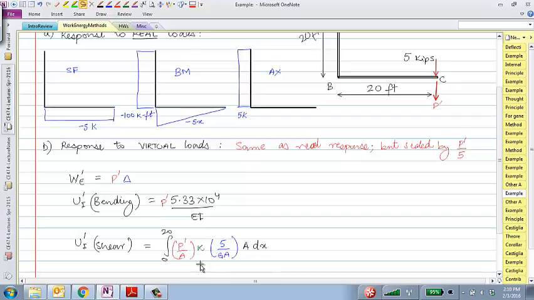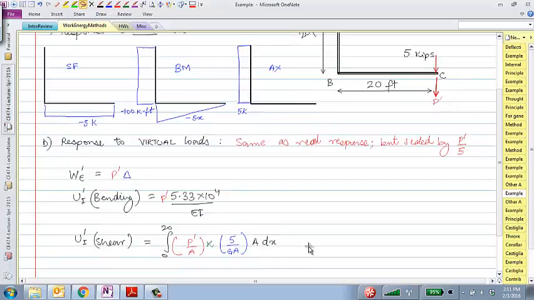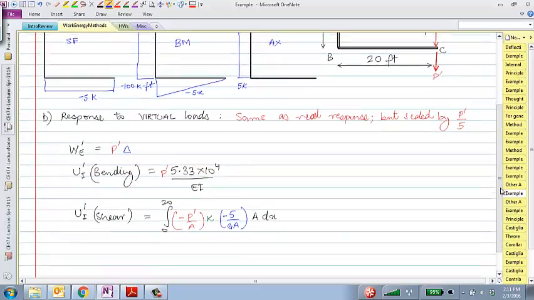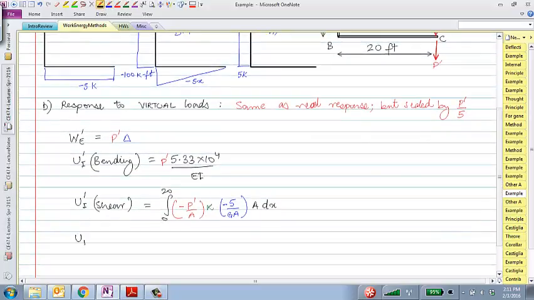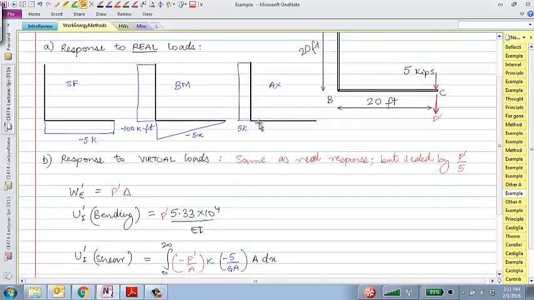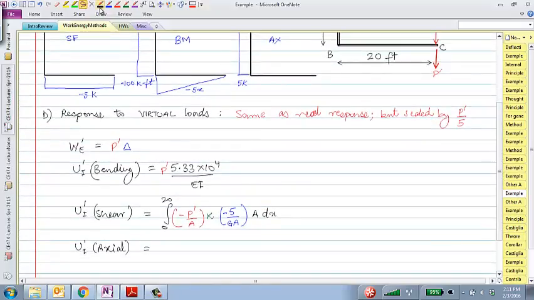April? Yes, I should, to be consistent, I do need to have a negative sign on both of them. So minus P prime and minus 5. Yes. And UI prime finally for the axial component, that would be this vertical leg. There's no axial component in the horizontal leg, so we can sum that up in a very similar way.